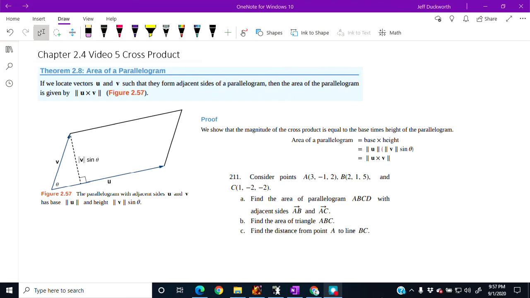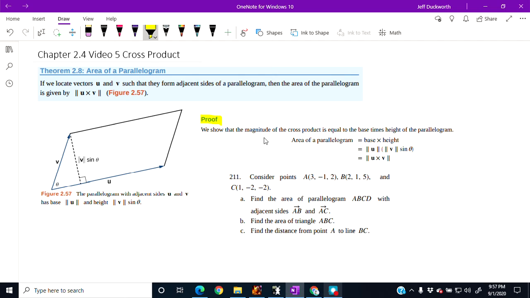Theorem 2.8 is calculating the area of a parallelogram. It states if we locate vectors u and v such that they form adjacent sides of a parallelogram, then the area of the parallelogram is given by the magnitude of u cross v. There's a quick proof that I've supplied as well. It's over here.